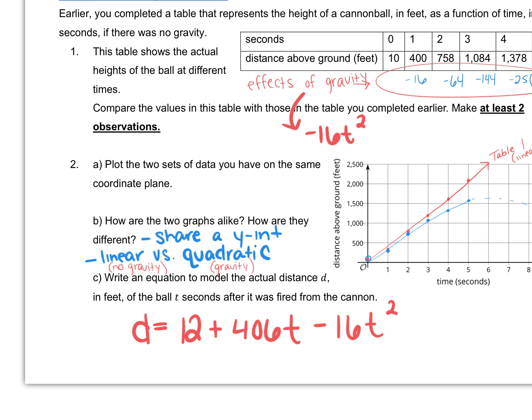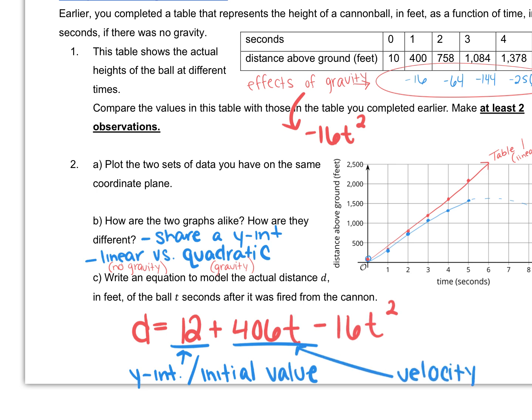So now I can dissect this equation and identify key parts, right? So here's my y-intercept, which is also just my initial value. And then 406t is my velocity. And of course, we know our gravity at the end.